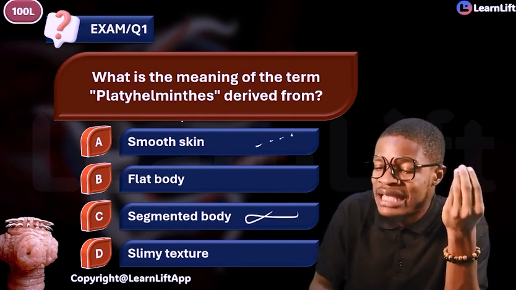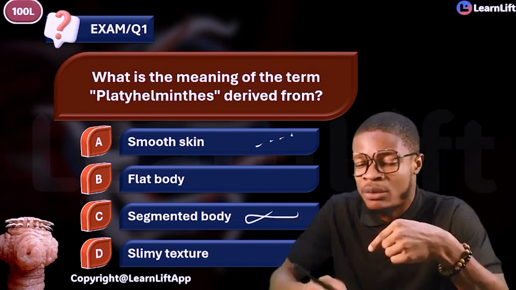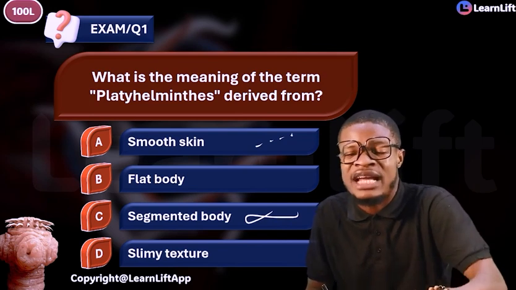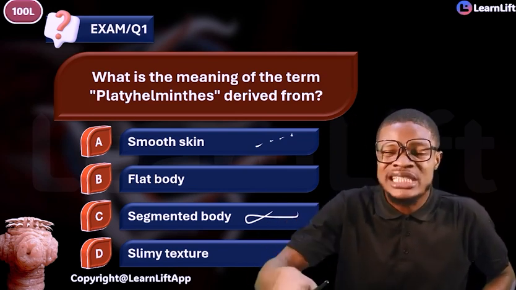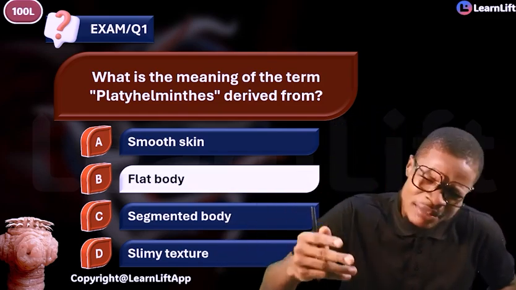Now, what are platyhelminthes? Platy means flat. Helminths is talking about worms. So platyhelminthes are your flatworms. And because they are flatworms, it means they have flat bodies. And that makes option B the correct answer.